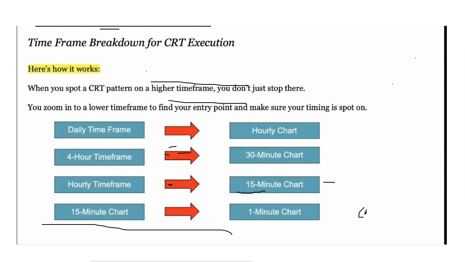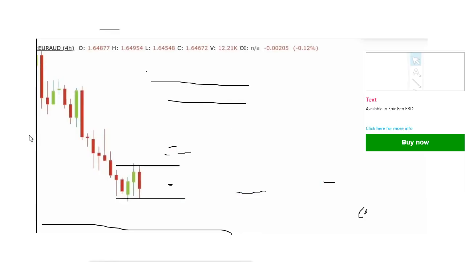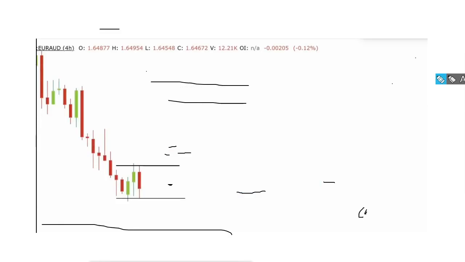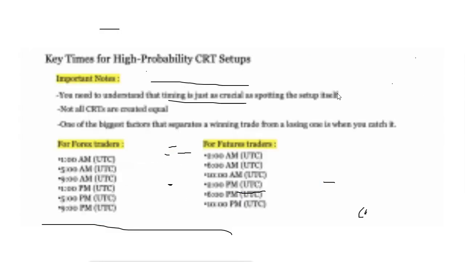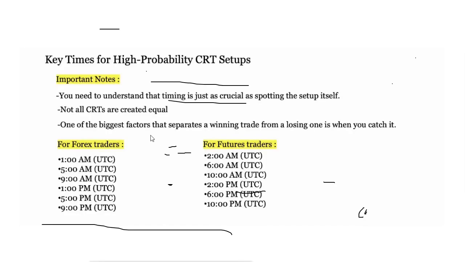So moving from our time frame, we go down to our time, right? So this is an example of it. This is a 4 hour CRT pattern. This is your 4 hour CRT pattern. This is your CRT high and this is your CRT low. So now we have the key time frames, the key time for high probability CRT.